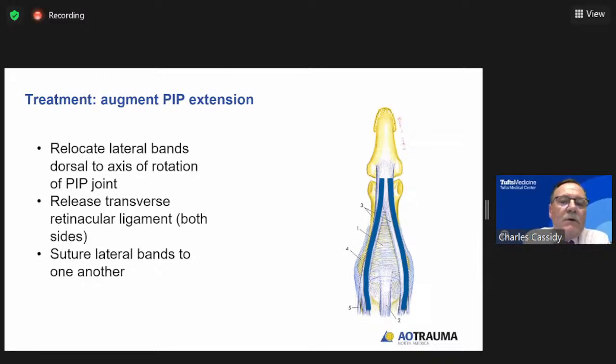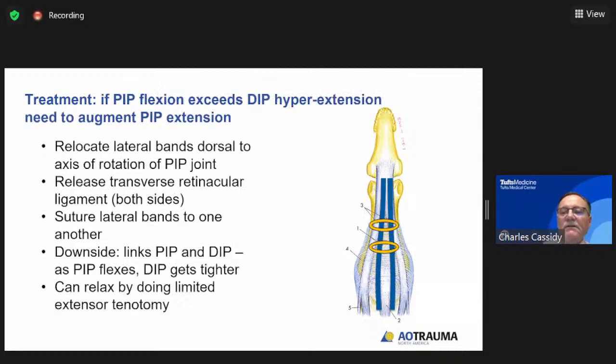So what about tightening things up? We've allowed the lateral bands to translate dorsally. You can suture the lateral bands to each other dorsally. That's a really simple way of tightening things up and making sure the lateral bands end up dorsal, but it links PIP and DIP motion. As the patient flexes the PIP joint, the DIP joint gets tighter, and that's not how the extensor mechanism is designed. But you can relax it by doing a limited extensor tenotomy distal to where you bring the lateral bands up. That will help augment PIP extension and weaken DIP extension a little bit.